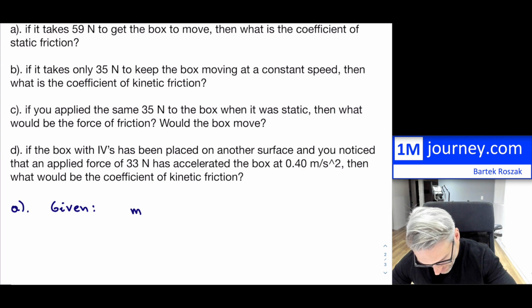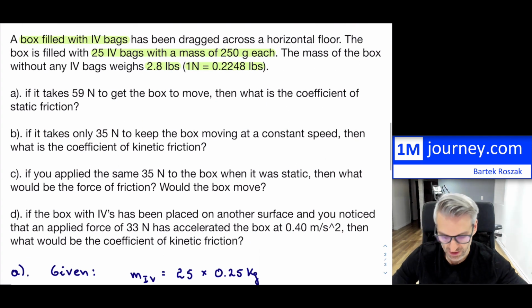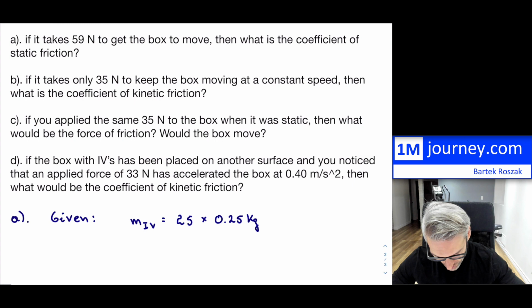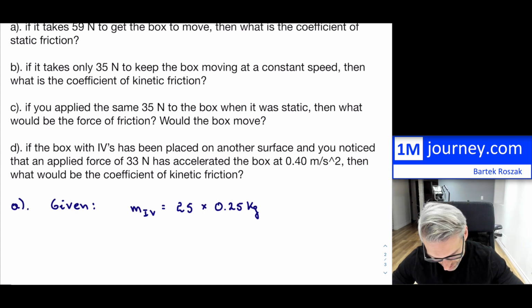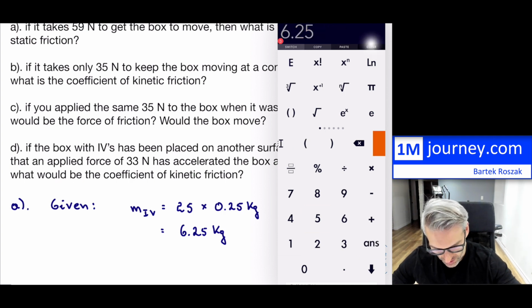This is the mass of the IVs, which is going to be, so there's 25 of them. Now be careful here because we need it in kilograms, so that's going to be 0.25 because it says it's 250 grams for each IV bag. So 1 kilogram is 1,000 grams, so you can do that transition there. So that's going to give us the mass of the actual IVs, which is 6.25 kilograms. You can just double check that for yourself. Okay, so if you do that multiplication.